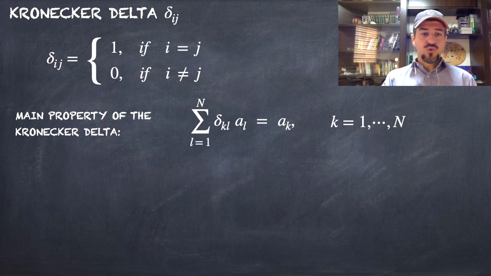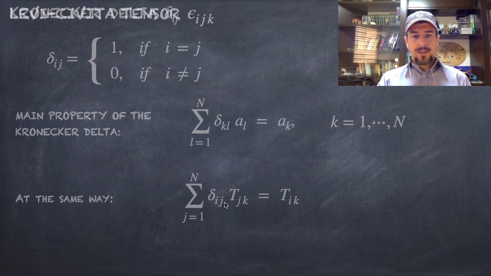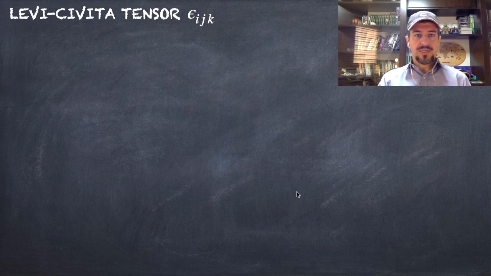Okay, so here is another example of the use of the Kronecker delta. Instead of having this term A_l, now we have, for instance, T_jk, and the delta is delta_ij. So one of the indices is equal in the delta and in this term T. Since j is going from 1 to n, we will have the result T_ik.